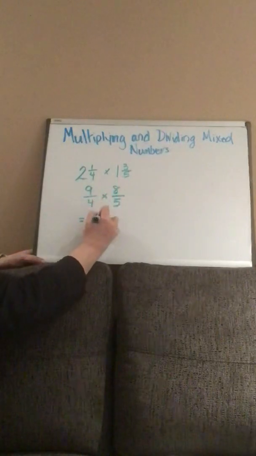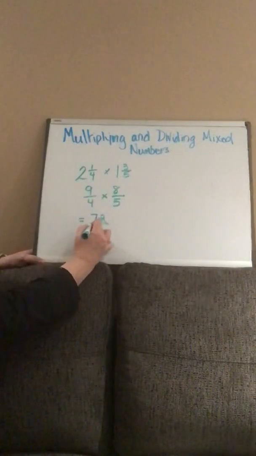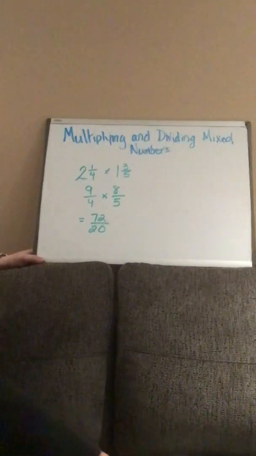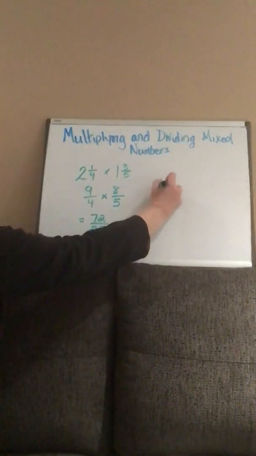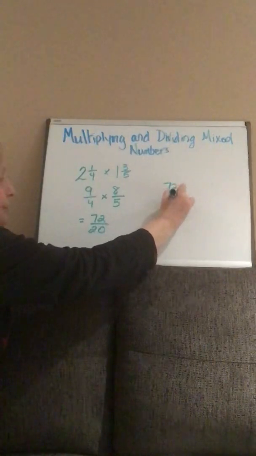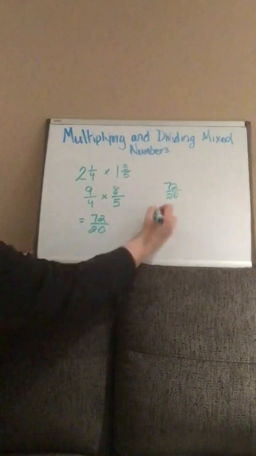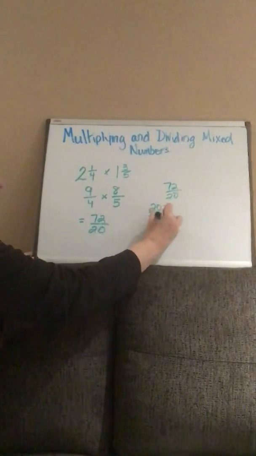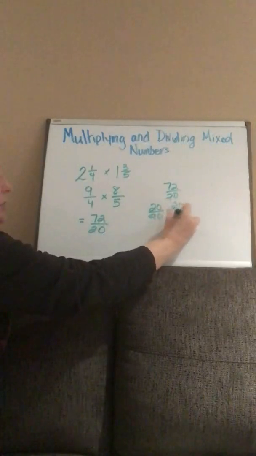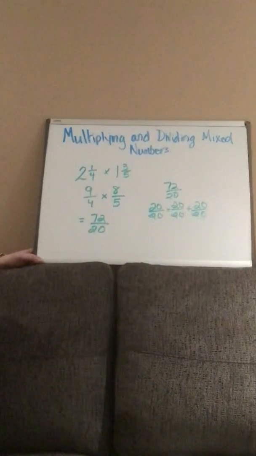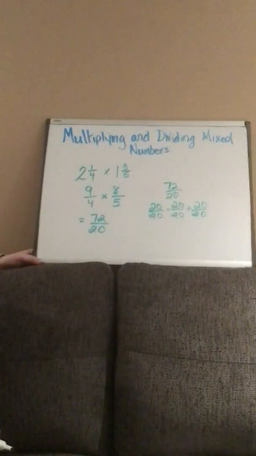9 times 8 is 72. 4 times 5 is 20. And this is one of those situations where I can change this back into a mixed number. So if I look at 72 over 20, for those of you who know how to do the division method, go ahead and do that. I have 20 over 20 plus 20 over 20 plus 20 over 20. And I know I have to stop there because if I go to one more 20 over 20, I'm going to be at 80, and I can't be larger than 72.